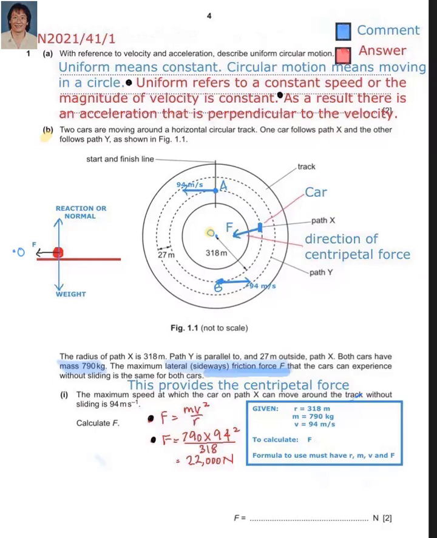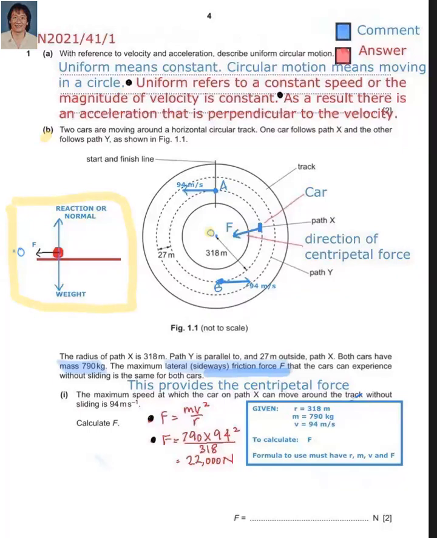The free body diagram for the car is given here. There are 2 forces acting vertically: the normal reaction force acting upward and the weight acting downward. The normal reaction force is equal in magnitude but opposite in direction to the weight. Therefore, there's no resultant force in the vertical direction.